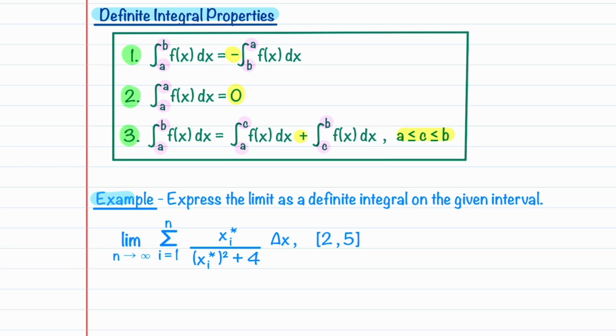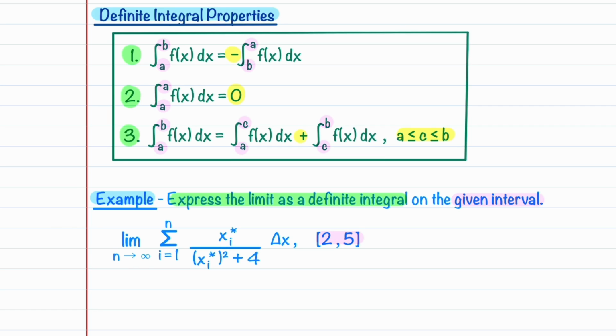Let's now walk through an example. In this example, we are given a limit, and we are going to express the limit as a definite integral on the given interval. Our limit is the limit as n goes to infinity of the Riemann sum i goes from 1 to n, x sub i star divided by x sub i star squared plus 4 times delta x. And our interval is from 2 to 5.